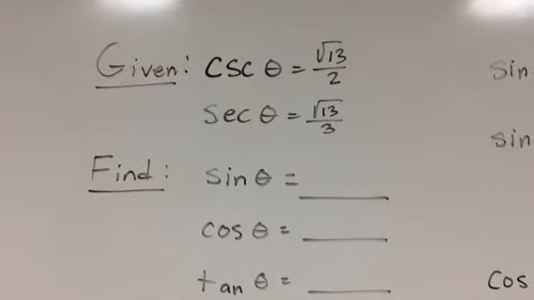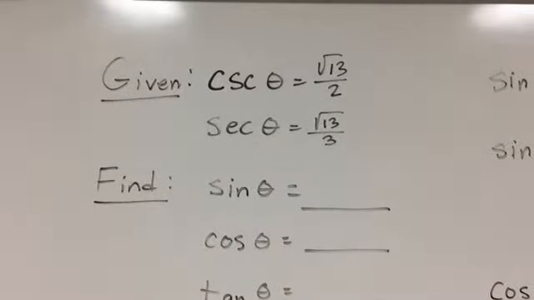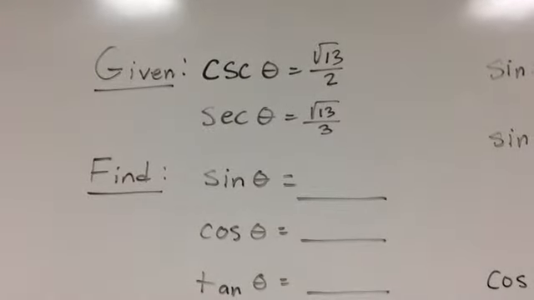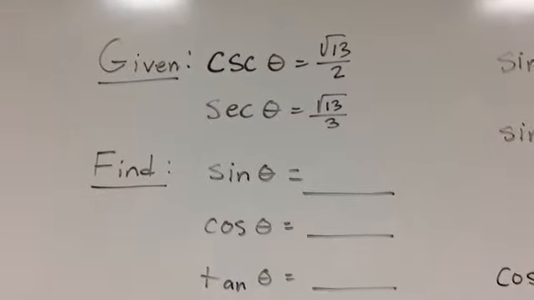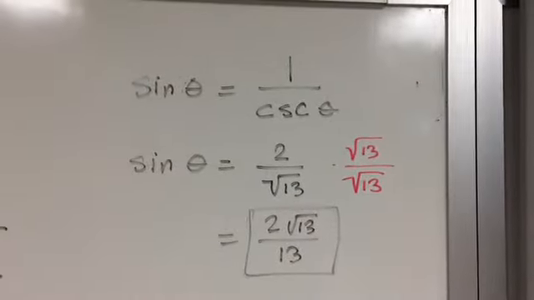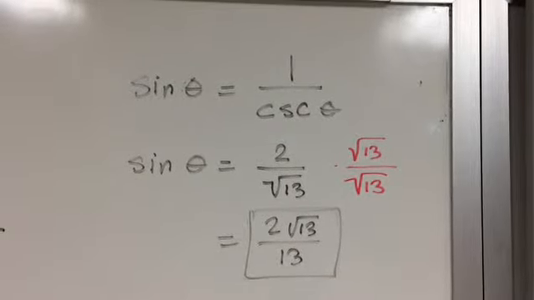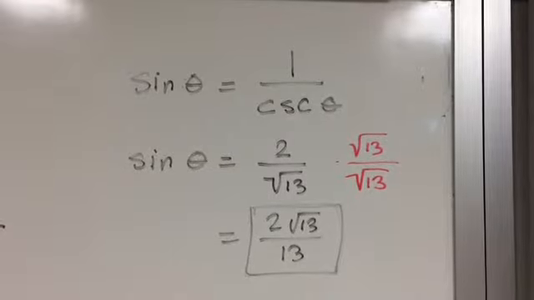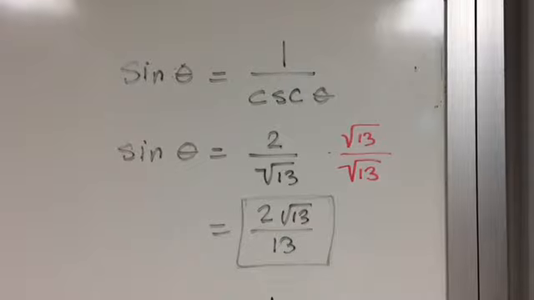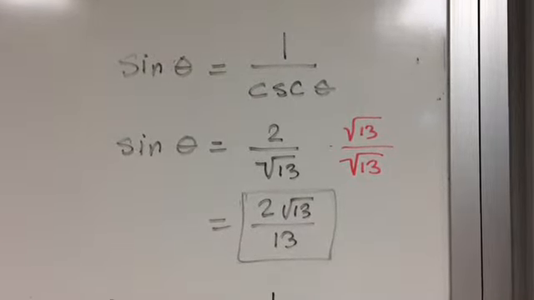Here is another problem where we are given the cosecant of an angle is square root of 13 divided by 2, and the secant of an angle is square root of 13 divided by 3. We are asked to find the sine, cosine, and tangent of that angle. Because we know that sine is the reciprocal of cosecant, we can take the reciprocal of cosecant, 2 over square root of 13, and then simplify it to get the sine.